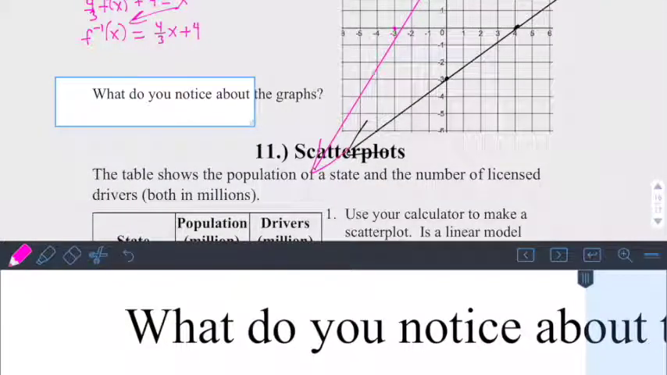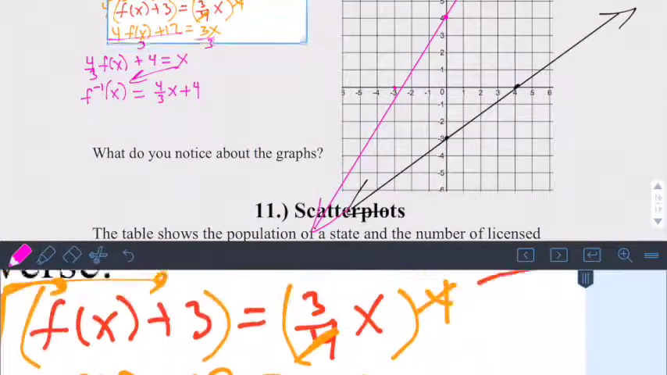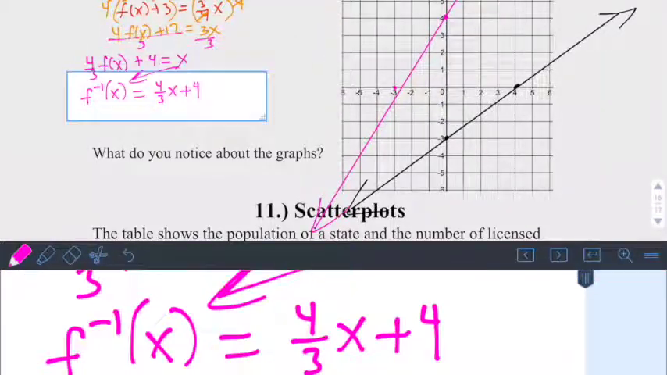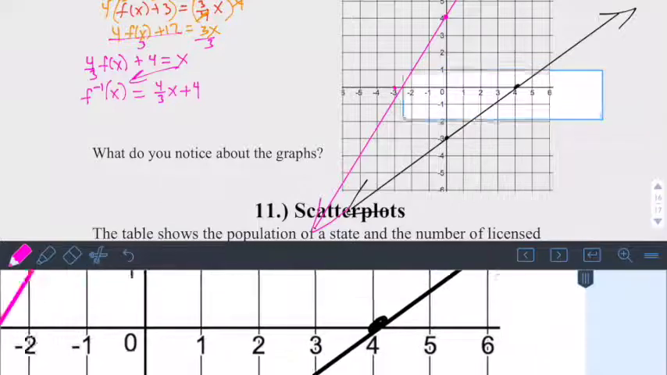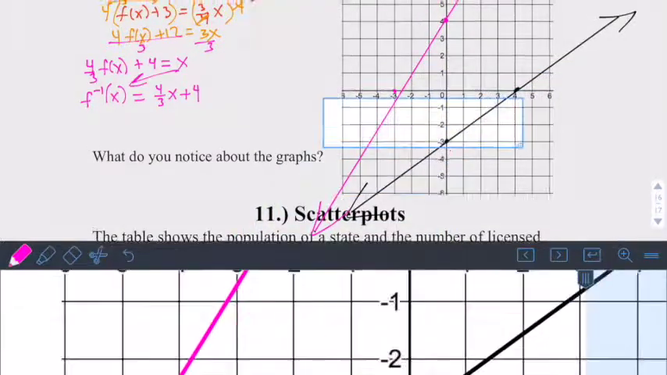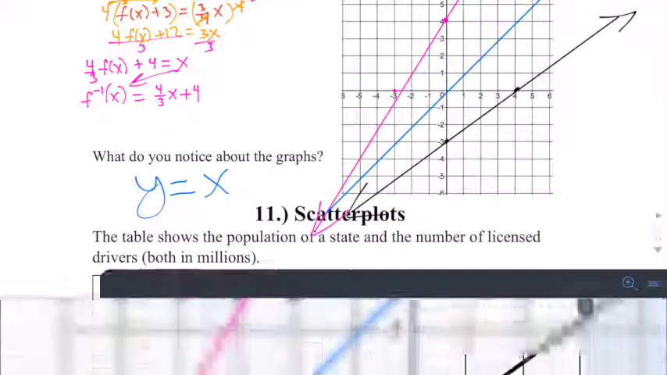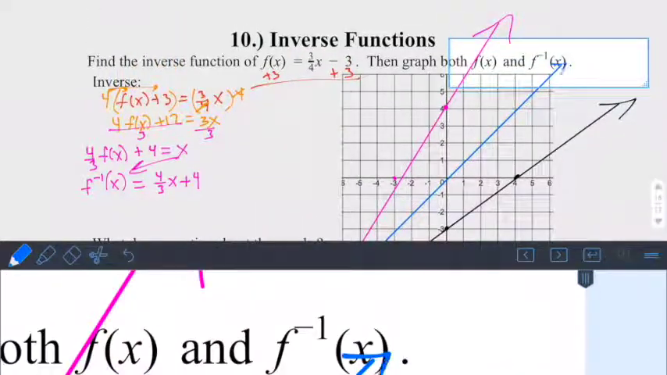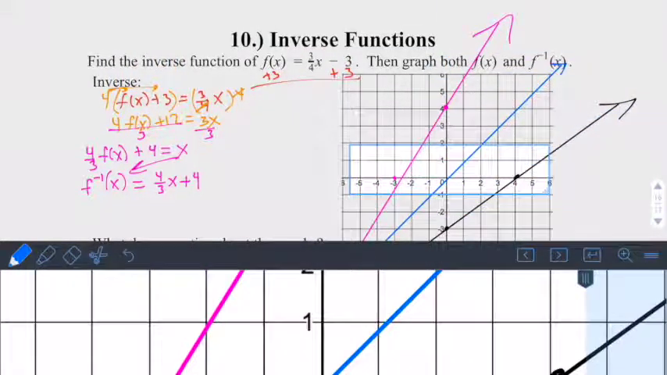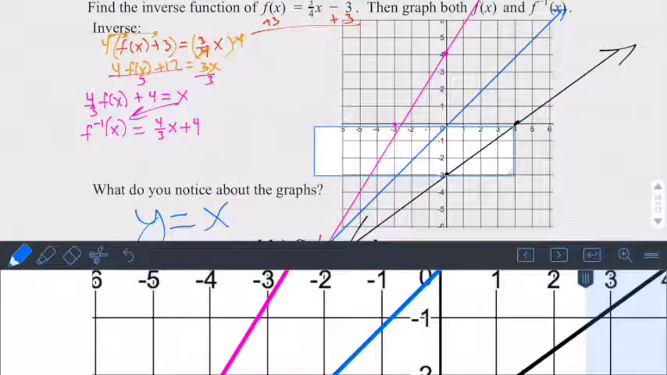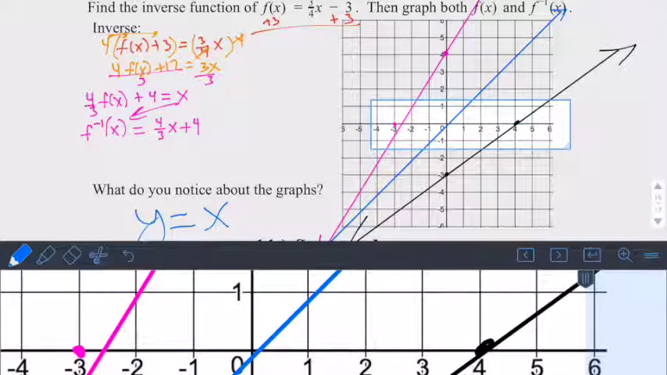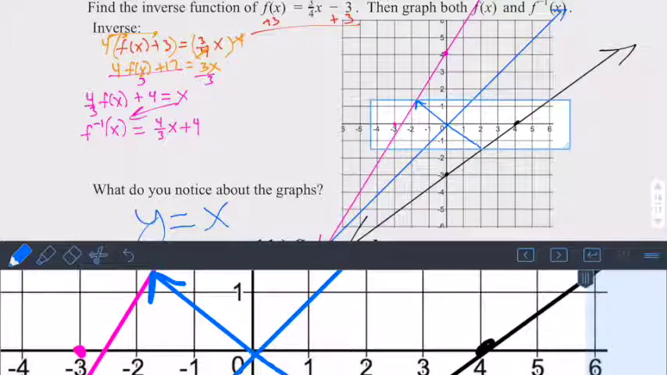So what do we notice about the graphs? Well, the slopes are opposite, 3/4 and 4/3. That's kind of interesting, and we see that they're coming together down here. It's hard to notice, but inverses are reflected over the line y equals x. So you can see that this line is perfectly symmetric to this blue line. When you graph some more of these, hopefully you'll see that a little bit better. You can see it's symmetric because this is equidistant to this.